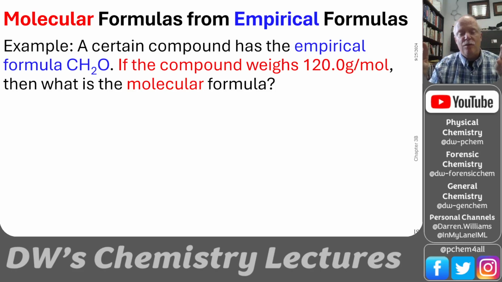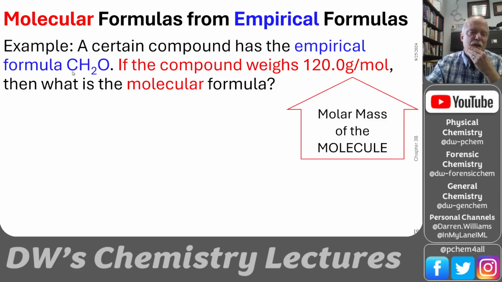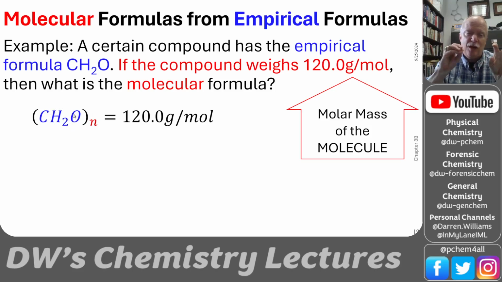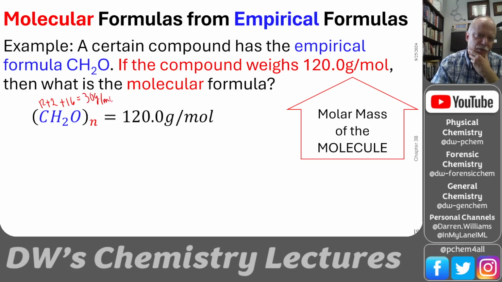And so we would use that molar mass to determine how many of these empirical formula units we have to make the molecule. So this is the molar mass of the whole molecule, and this CH2O is only the empirical formula. So it's got CH2O times some number of units of that to give us 120 grams per mole. So what is the mass of this piece right here? Well, that's 12 plus 2 plus 16. So that's equal to 30 grams per mole.